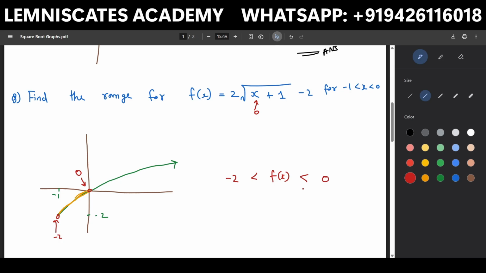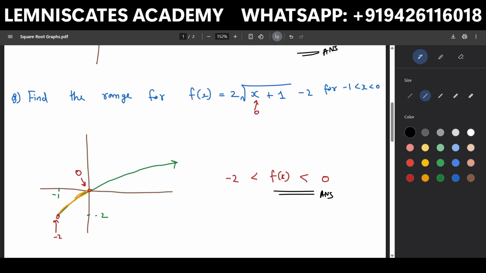Equal to sign will not come, as I've explained that the -1 and 0, which are not part of the domain, these are just the end values of the domain. So the respective outputs will also not be included in the range. It will just be the end values for the range. This becomes your final answer.